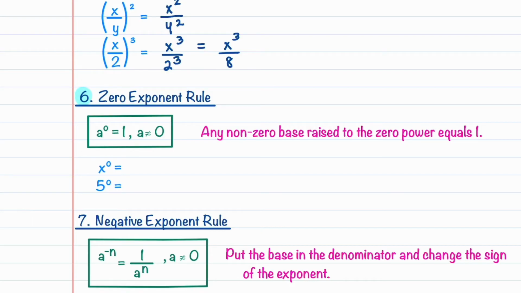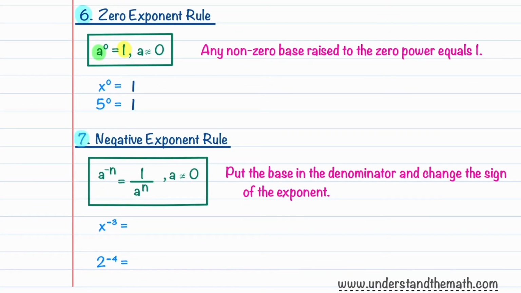Our 6th law is called the zero exponent rule. This rule just tells us that any non-zero base raised to the 0 power is equal to 1. In our first example, we have x to the 0, so that's just equal to 1. So that's a variable raised to the 0 power. Now we have a constant 5 raised to the 0 power, and that's also equal to 1.